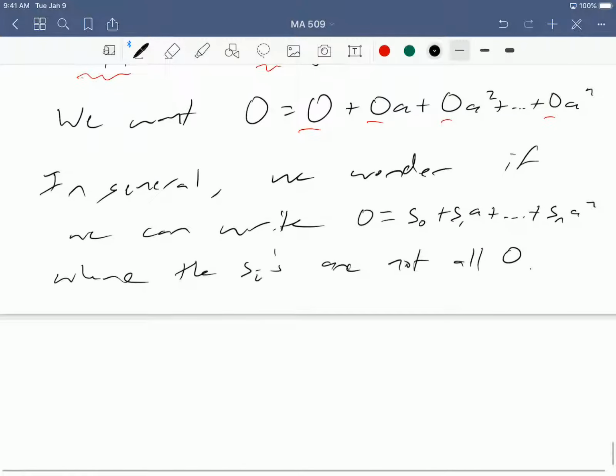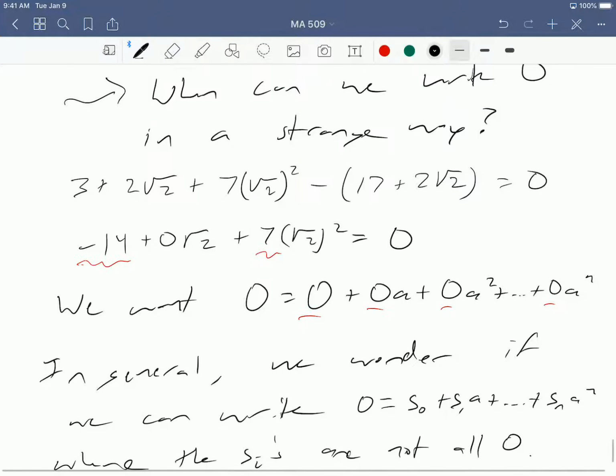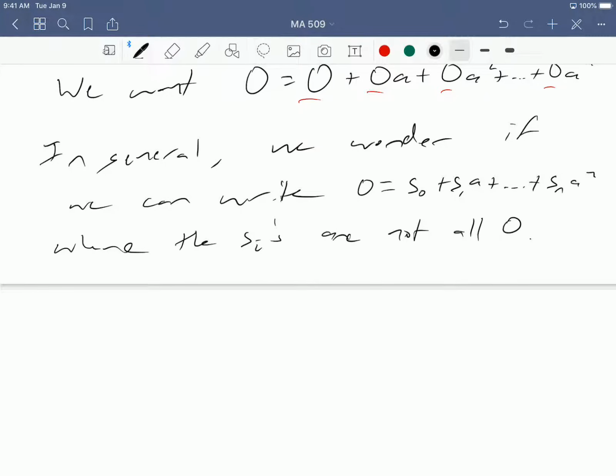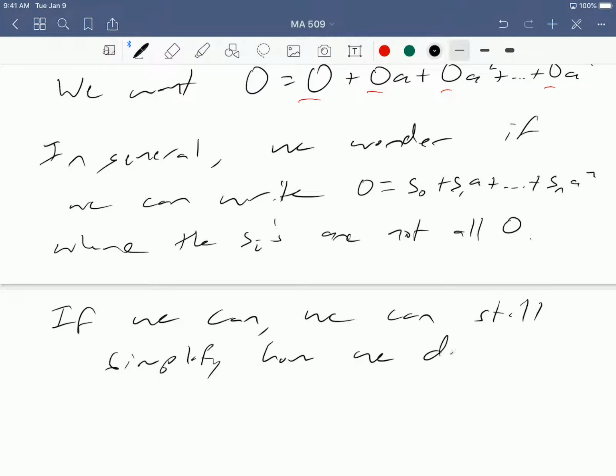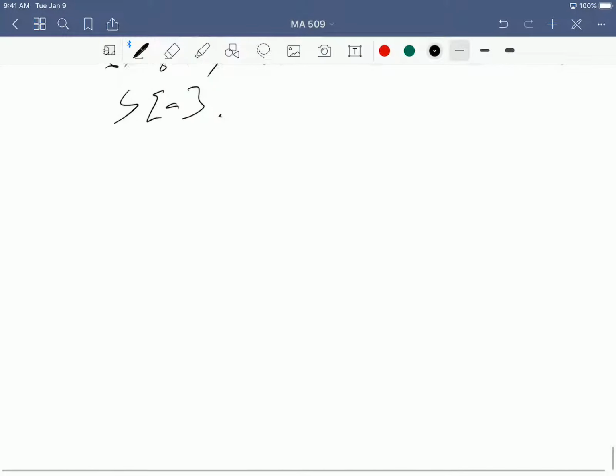Because the idea is if we can do that, then we know we have some kind of duplication of our elements. We know we have some kind of repetitive way of writing things, and we haven't simplified as much as we can. So if we can still simplify how we describe S adjoin A. Okay, so if we can write 0 in a way that doesn't look like 0, meaning not all 0 coefficients, then it means we can simplify S adjoin A.